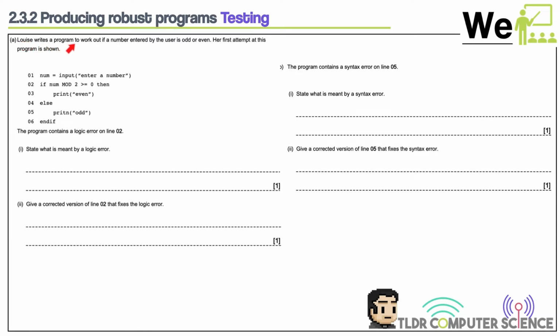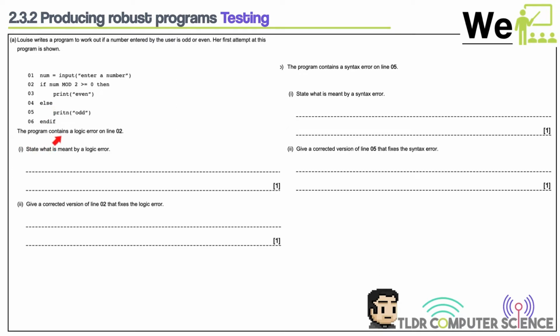Louise writes a program to work out if a number entered by the user is odd or even. Her first attempt at this is the program shown below. We have 6 lines of code here. The input is asked to request an input stored as num. This is pseudocode, so it's not following the convention of something like Python, where you'd have to then cast that as an integer. If num mod 2, so remember mod is modulus for the division, I'm sure we'll come to this, if it is greater than or equal to 0, then print even. I might have seen an error here. Else print odd, end if.